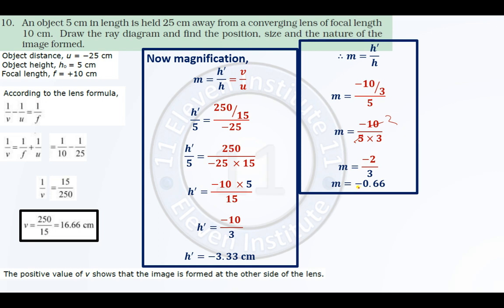The negative sign indicates that real and inverted image is formed. This value is less than 1, so I can say that the height of the image is less than the height of the object. Fine, I hope this is clear to you.